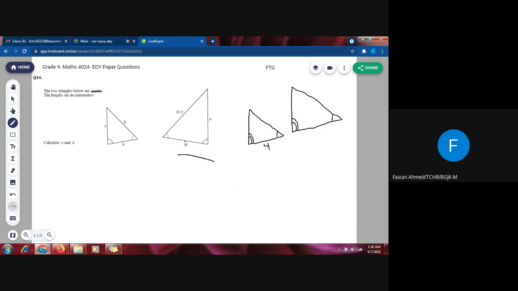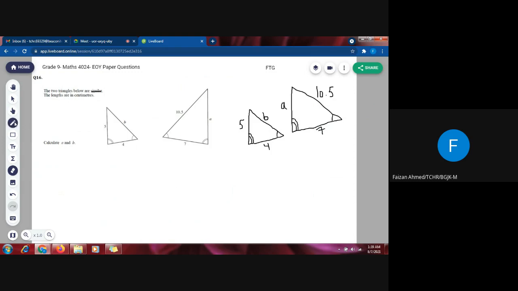The side which is joining these two angles is 7, so I will write 7 over here, and the side which is connected to this angle is 5, so I will write 5 over here, and again the side which is connected to this angle is A, so I will write A over here, and the last one is B, so I will write B in the smaller triangle, and in the bigger triangle this side is 10.5, so I will write 10.5 over here. This is a very important step because you have to draw the figure exactly and then label it. Now we can go for the ratios, and it will be very easy for us to write the ratios since we have drawn the figure.